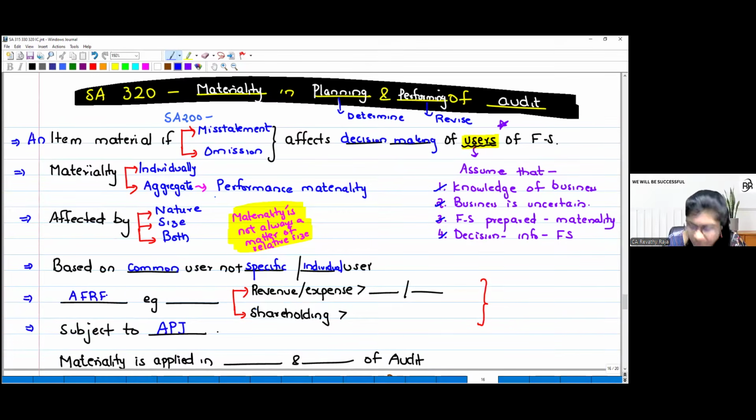Materiality is there in AFRF, Schedule 3. You have studied in accounts also. Any revenue or expense, if it exceeds 1 lakh or 1% of total operations, should be separately disclosed. And why? If a revenue or an expense exceeds 1 lakh or 1%, it is a material item, so it should be separately disclosed. Are we clear?